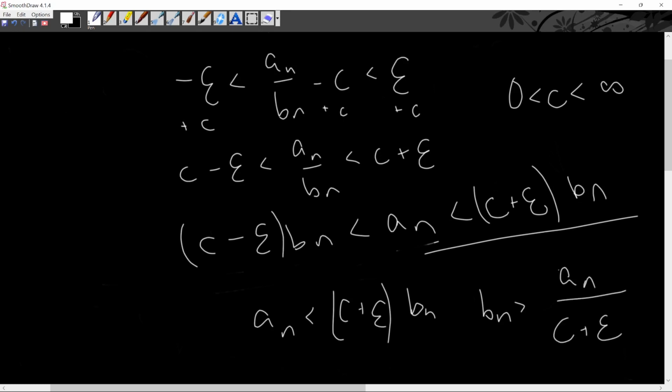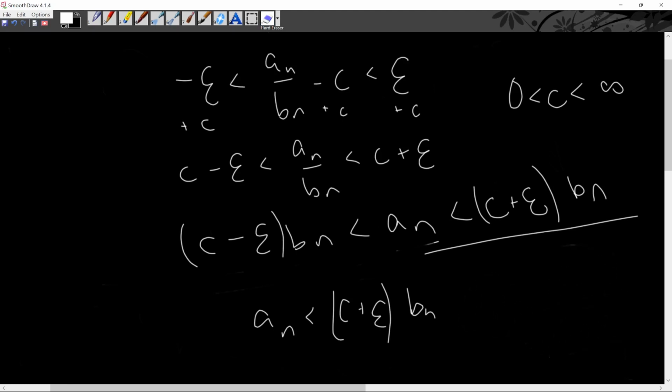And again, in this situation, C plus epsilon is a value, and B sub n is a mere fraction of A sub n. So if A sub n diverges, then B sub n, or sorry, that's, I made that unnecessarily complicated. You could just look at this and say this diverges.